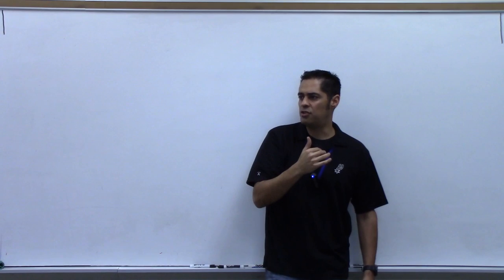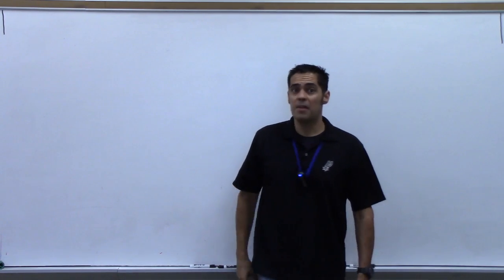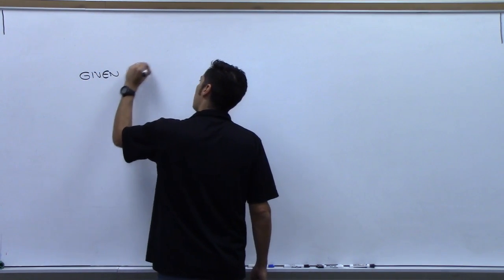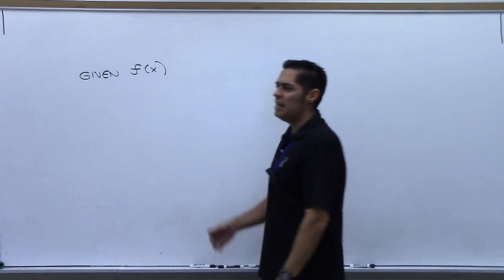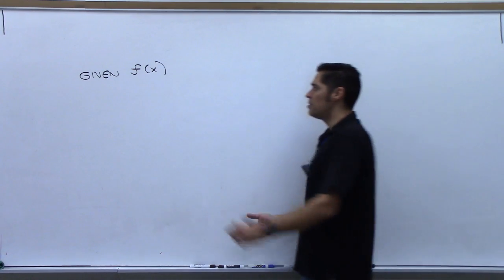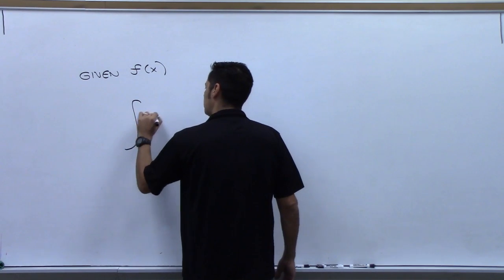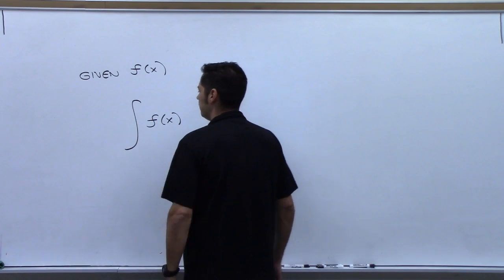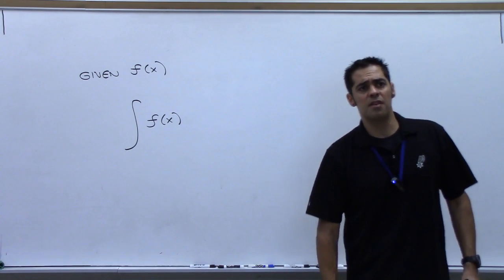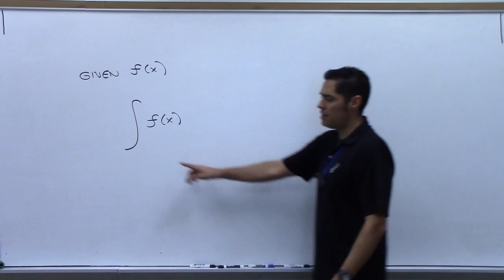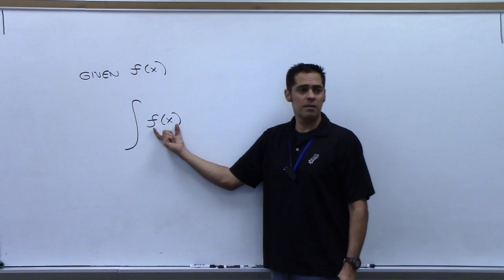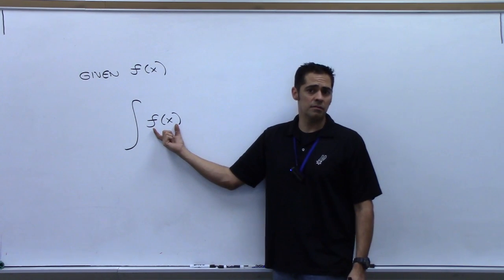So we have some notation. If you're given little f of x, and I need to tell you to go find the general antiderivative of it, we use this symbol in front of the function. That symbol is called the integral sign. The function that you're trying to find the antiderivative of is called the integrand.